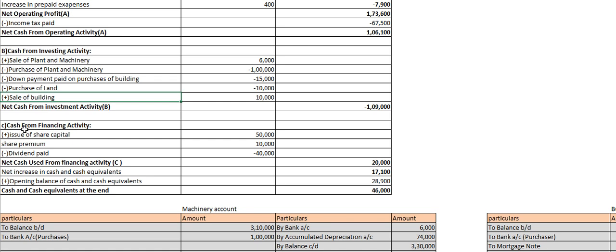Moving on to your third type of activity, which is cash from financing activity. If there is inflow of cash which relates to financing activity, you will add it. If there is outflow of cash, you will minus it. So issue of share capital is 15,000, you will add it. Share premium has increased, which is 10,000, you will add it. Minus your dividend paid, which is outflow of cash, which is minus 40,000, you will minus it. So your net cash used from financing activity is 20,000.